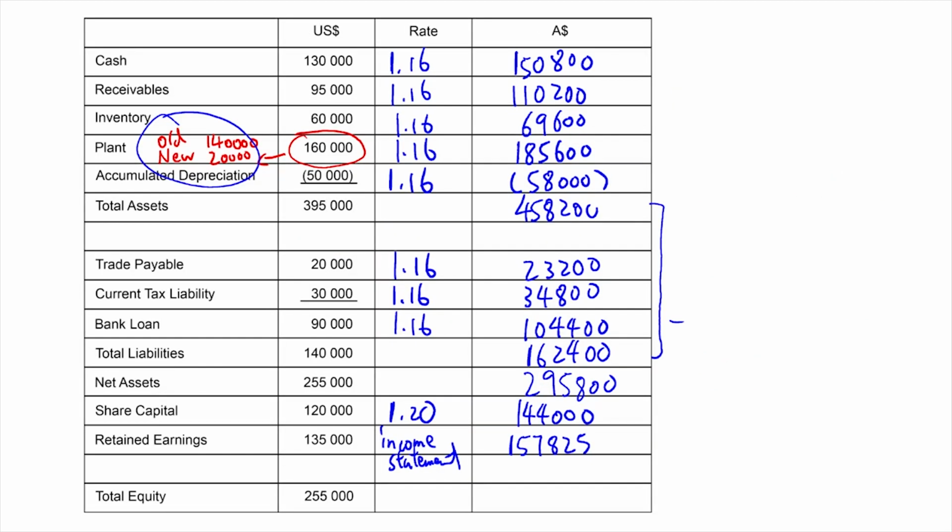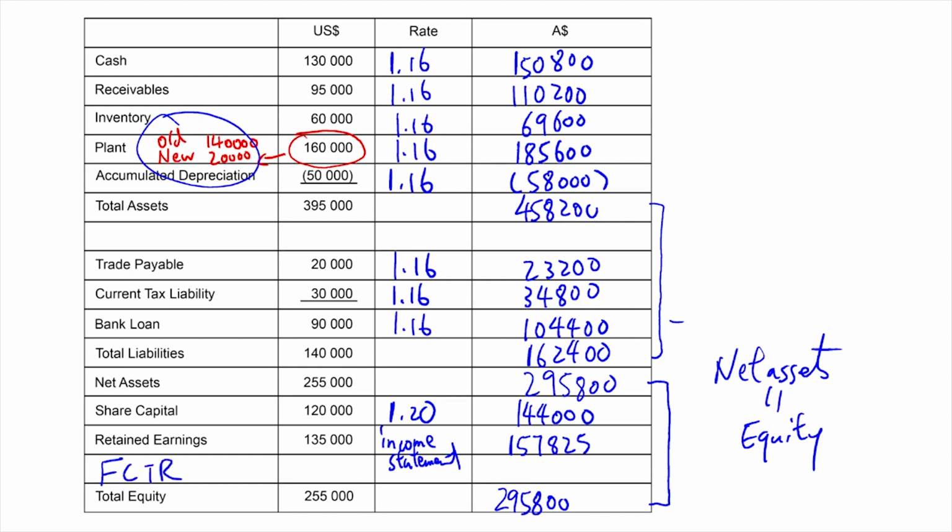But then if you add up the capital and the retained earnings, it doesn't actually equal to your net asset at the moment. In fact, when you got the net asset of 295,800, you're going to copy that at the end as well because you all know that net assets must equal to equity by default. So we're going to write down 295,800. But it doesn't balance the balance sheet at the moment. The reason is because we got the translation difference that we want to recognize. So you can see that there's a blank there. You need to write down foreign currency translation reserve.